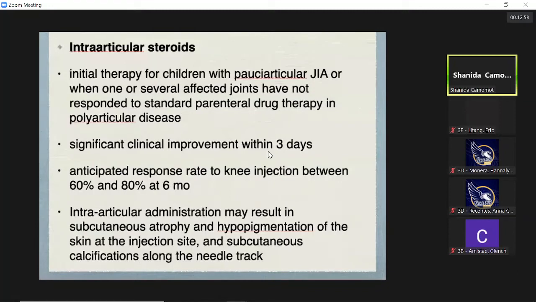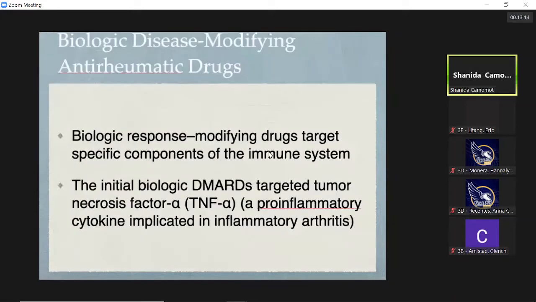Now, when you do intra-articular administration, there are side effects. It will result in subcutaneous atrophy and hypopigmentation of the skin at the injection site. And you can see subcutaneous calcifications along the needle track.